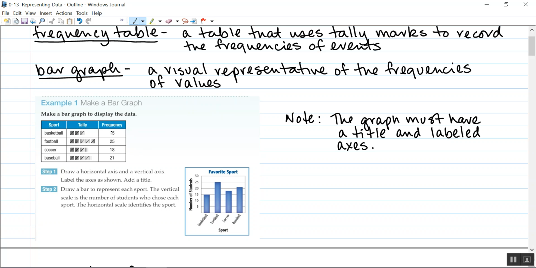So you'll see that for 15 people that were interviewed, basketball is their favorite sport, so we draw a bar that goes up to the number 15. For football it was 25, soccer 18, and baseball 21. And it doesn't have to be super exact, but you do need to have these delineations on your axis here. And notice that there is a space between the bars. So that's a frequency table and a bar graph.